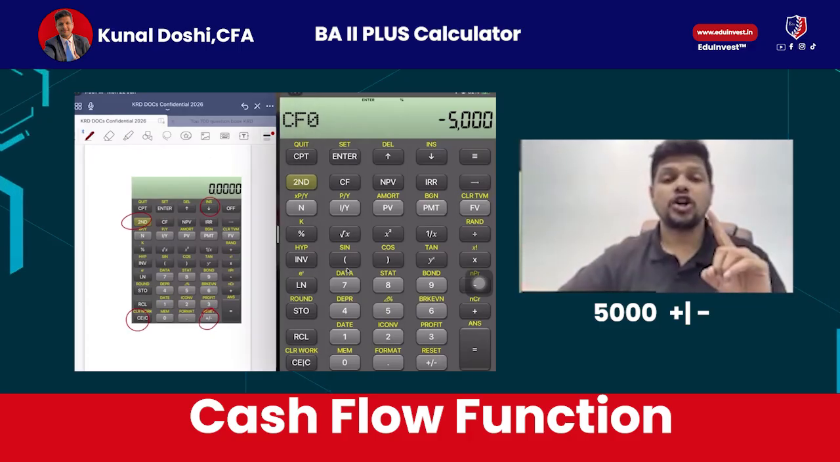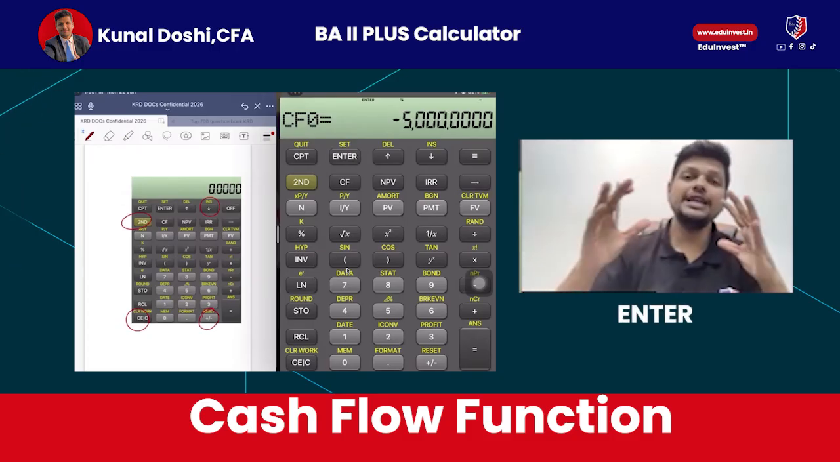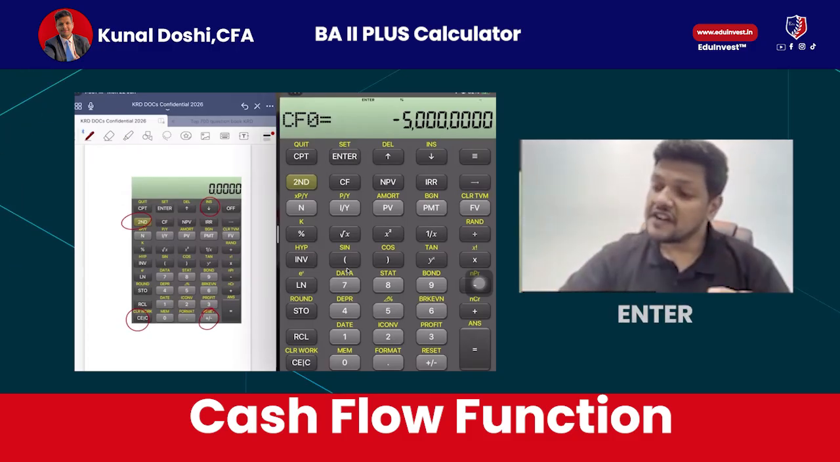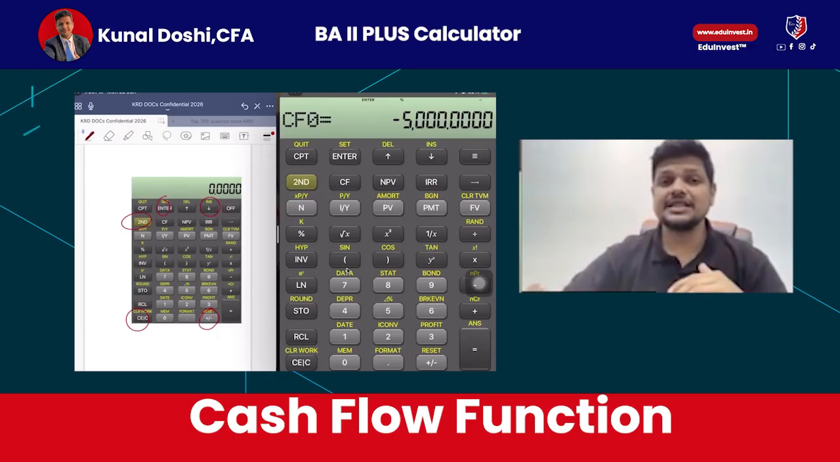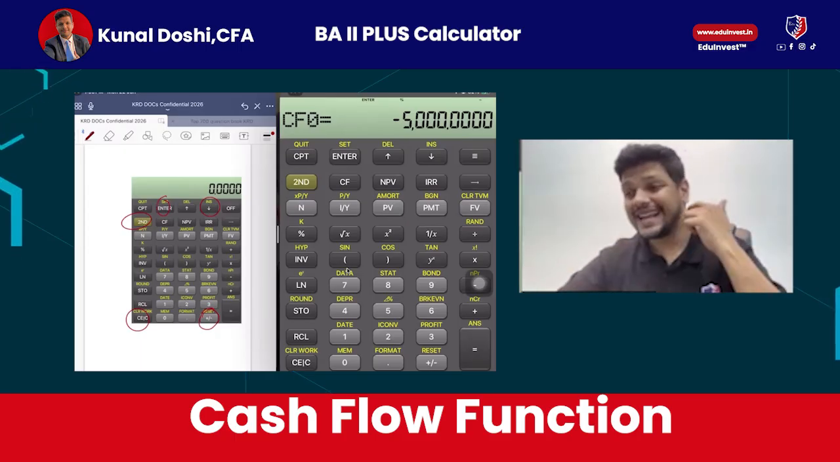But wait, the job is not done. You need to instruct the calculator by pressing enter. When you press enter, only then it captures. A lot of people forget to press enter after putting in the numbers. They think it will happen automatically. Not so. You'll have to press 5,000 negative and then enter.